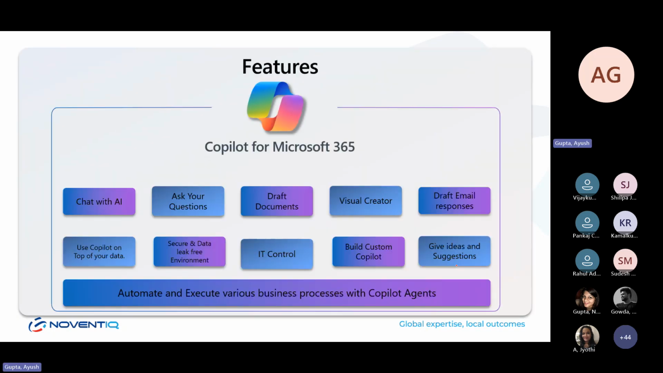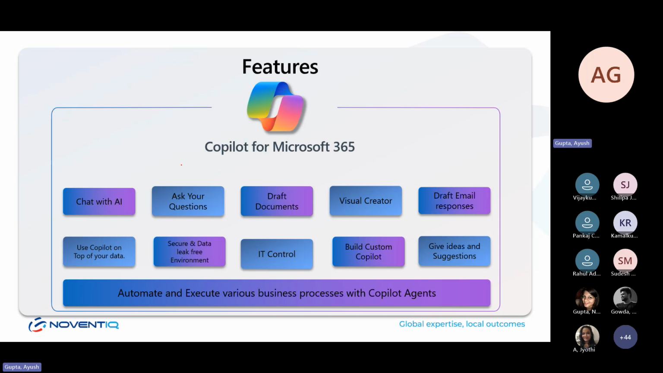Now, if you talk about the important features of Copilot as an AI tool, what all features are available? If you want to have a crux, you can chat with AI as a human. As I mentioned, it's a virtual assistant. It will act as a chat where you can ask any question. It will help you in drafting a document. So if you want to draft any document in your Word or your PowerPoint, you can ask Copilot to do that.